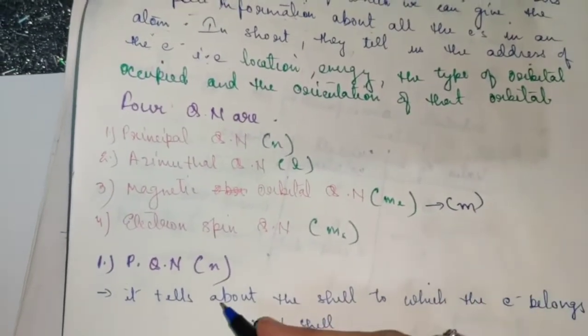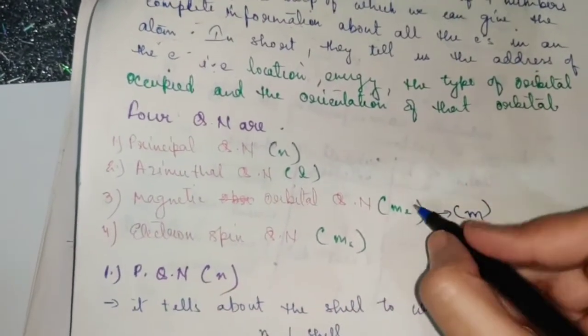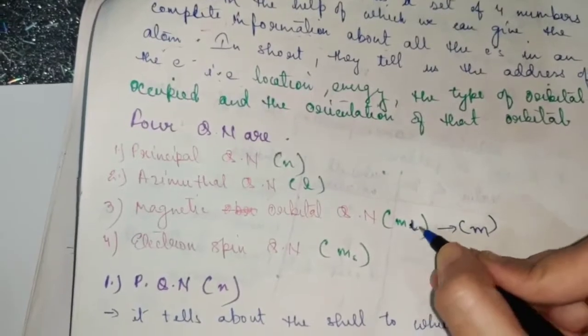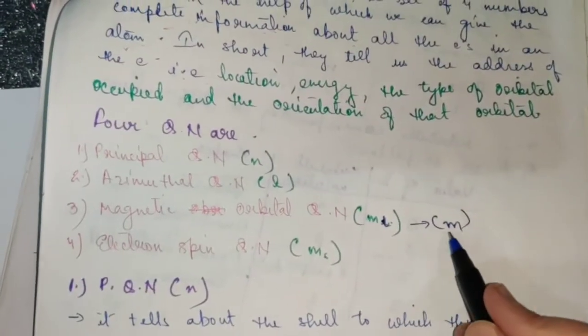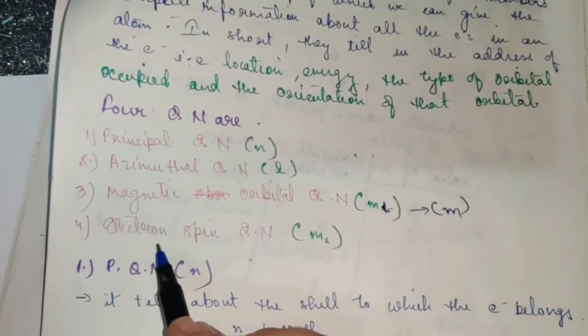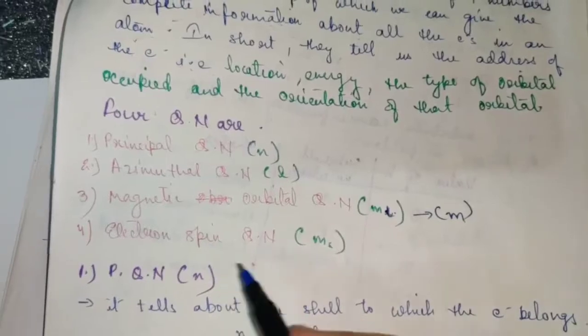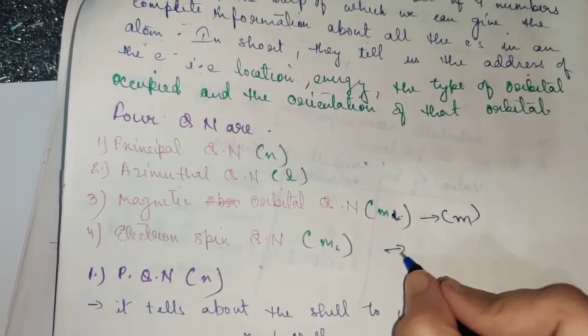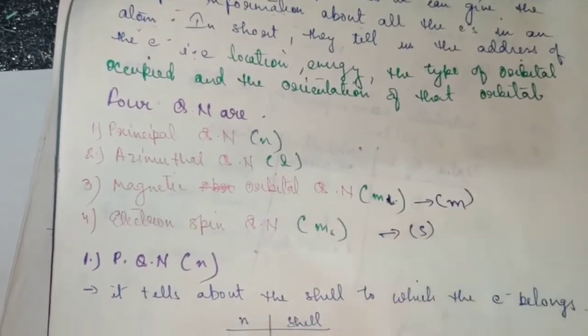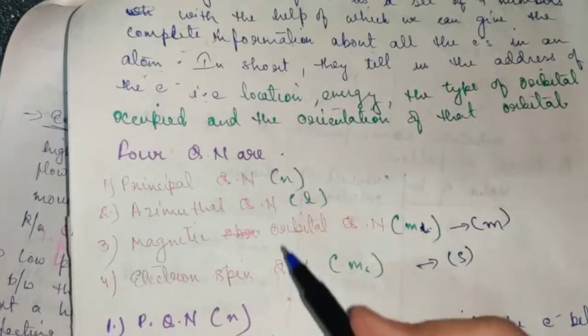Okay. Or the last one, ML actually, but you can simply remember it as M. And the fourth one is the electron spin quantum number, which is represented by MS or S. So these are the four quantum numbers.